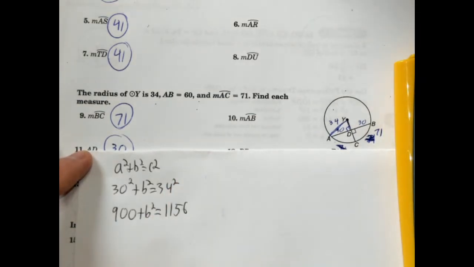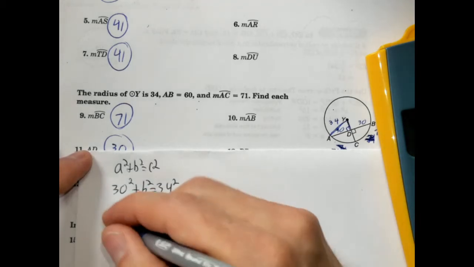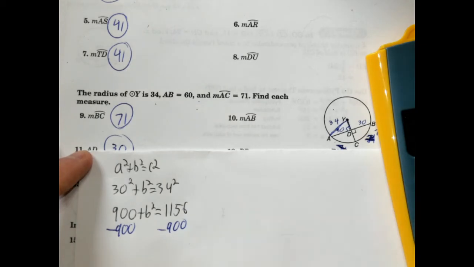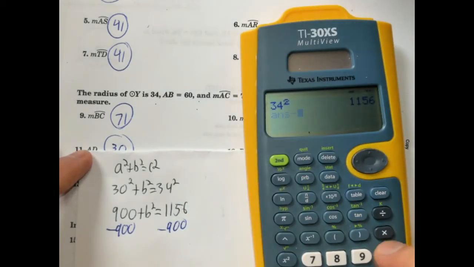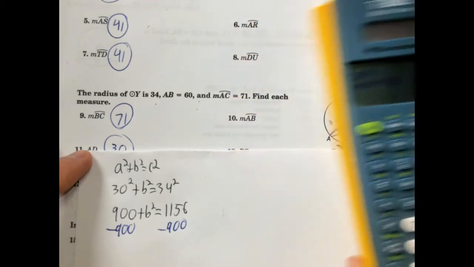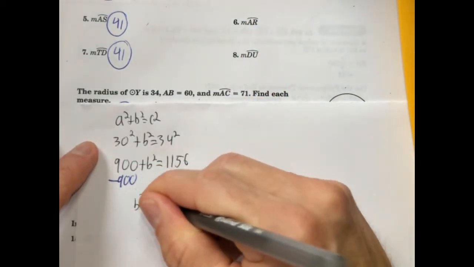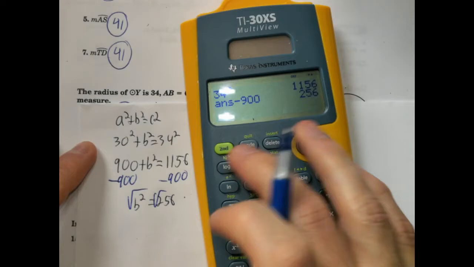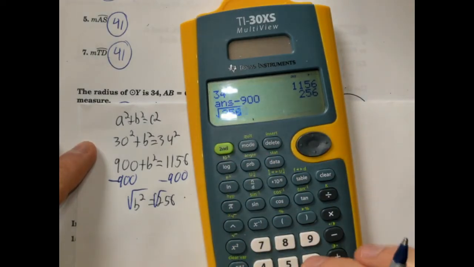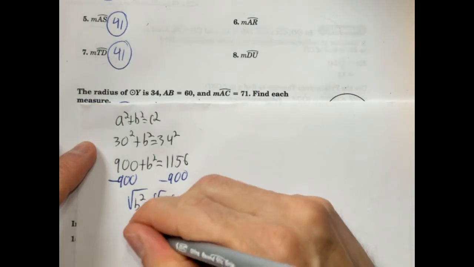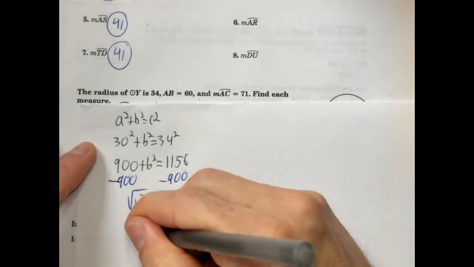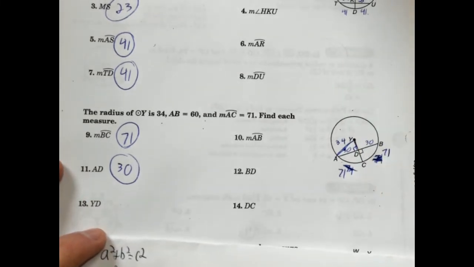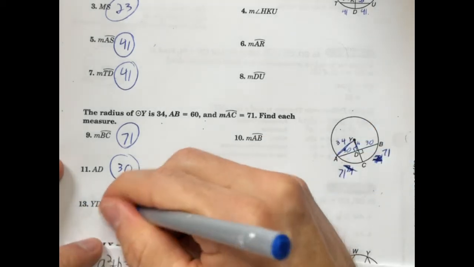And we're going to subtract 900 from both sides. Okay. Should be 256, I believe. Yep. So we have b squared equals 256. We're going to square root both sides. And 16. So b is 16. Why am I using that color? And b is 16. Okay, so this side of the triangle is 16 right there. And that's that.